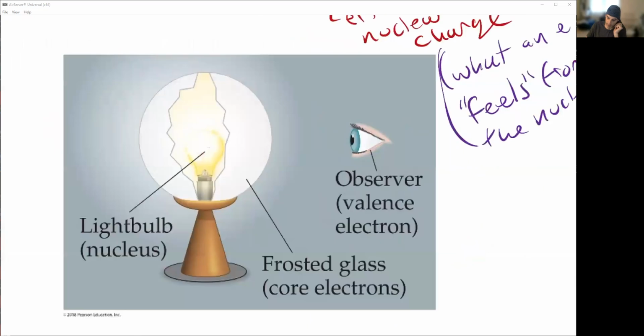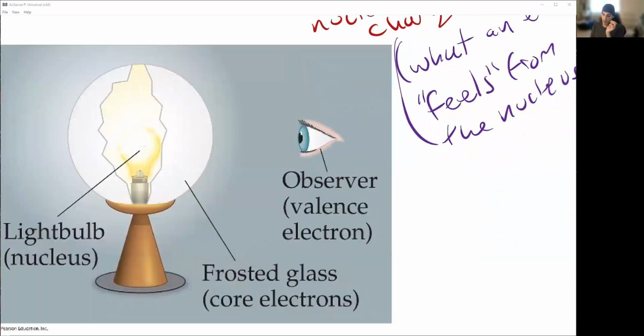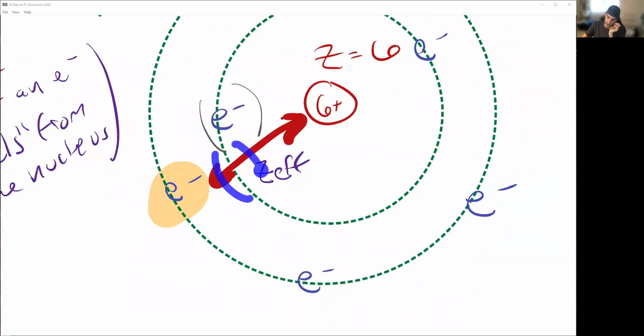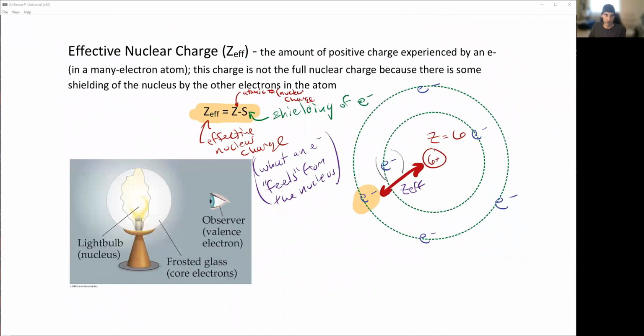So here's an example. If I have a light bulb, this light bulb has some certain intensity, so 100 watts, something like that. But if there's a globe on it, some kind of frosted glass, all of the photons that are coming out are not actually what your eye observes. Your eye is going to observe a few of those photons because the frosted glass, the core electrons, are blocking some of that light from getting to your eye. So it looks less intense. The nucleus is getting shielded by some of these electrons, and this interaction is less intense. Okay, so that's ultimately what effective nuclear charge is going to be.